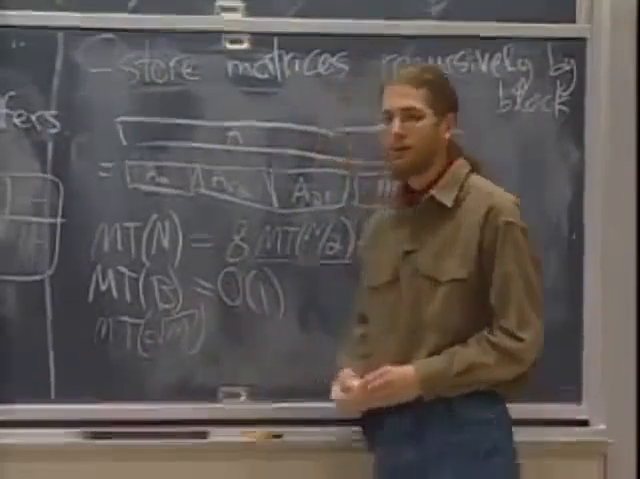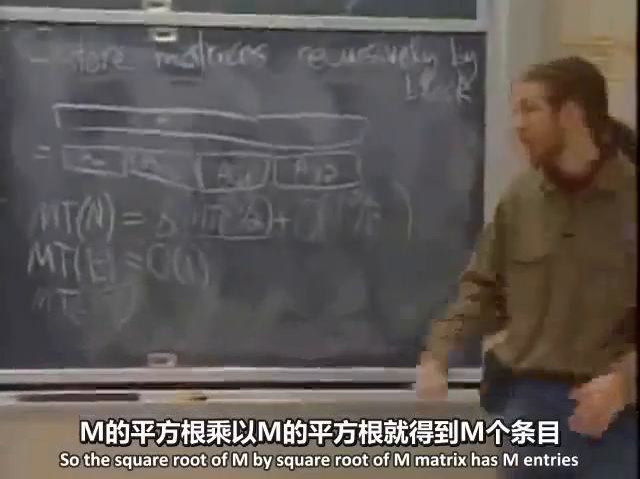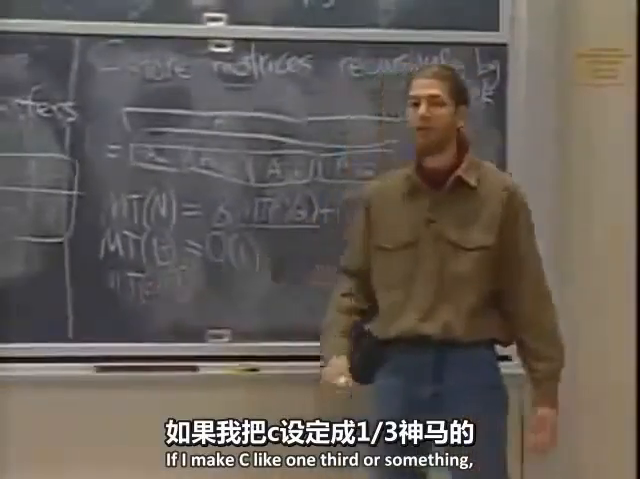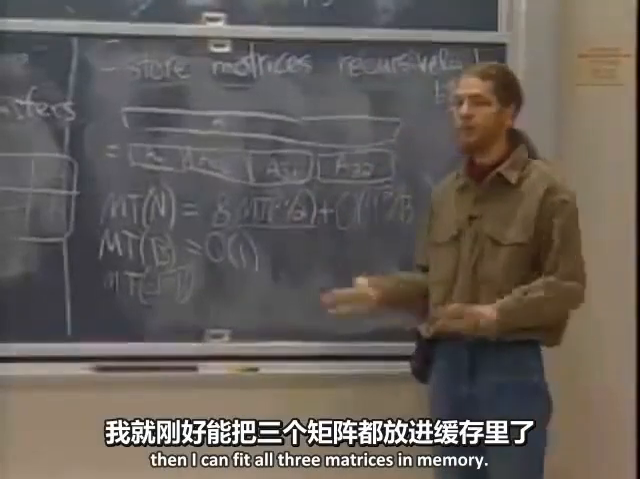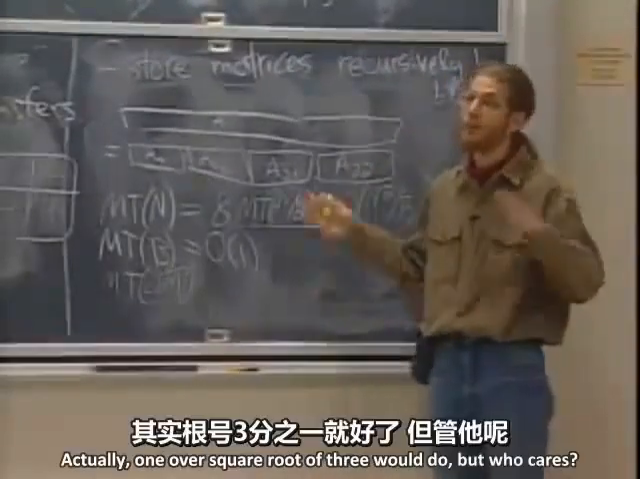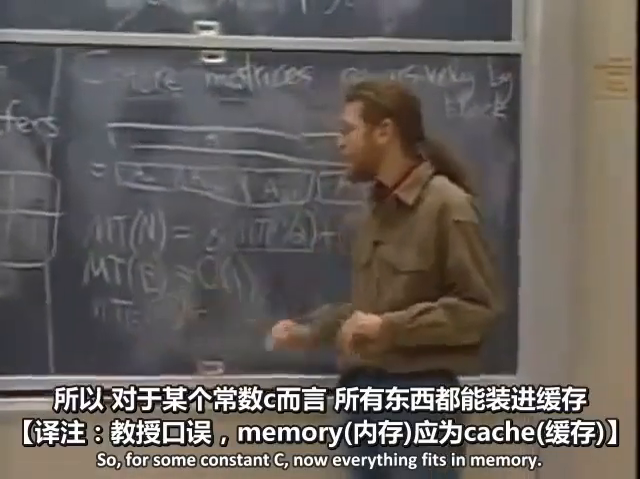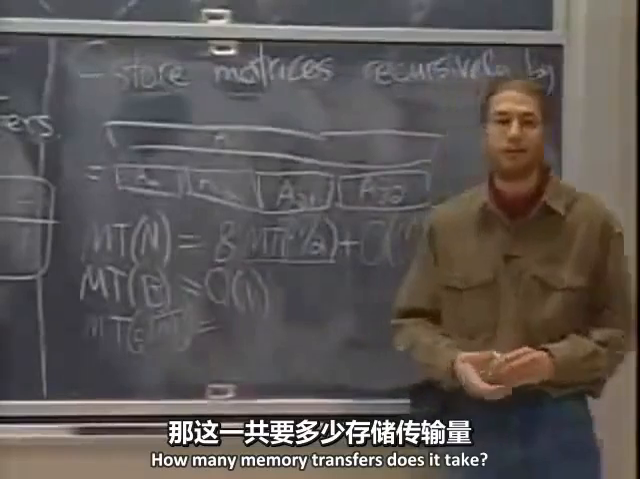Sorry. So a square root of m by square root of m matrix has m entries. If I make c like 1/3 or something, then I can fit all 3 matrices in memory. Actually, 1 over square root of 3 would do, but who cares? So for some constant c, now everything fits in memory. How many memory transfers does it take?